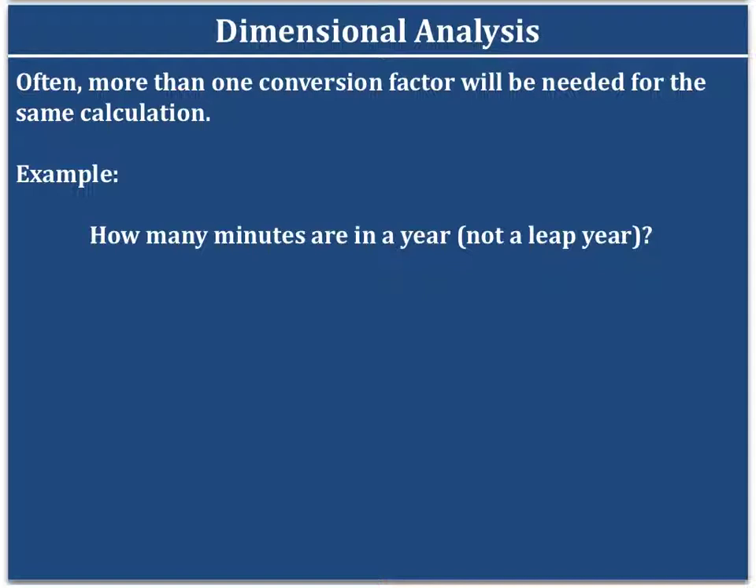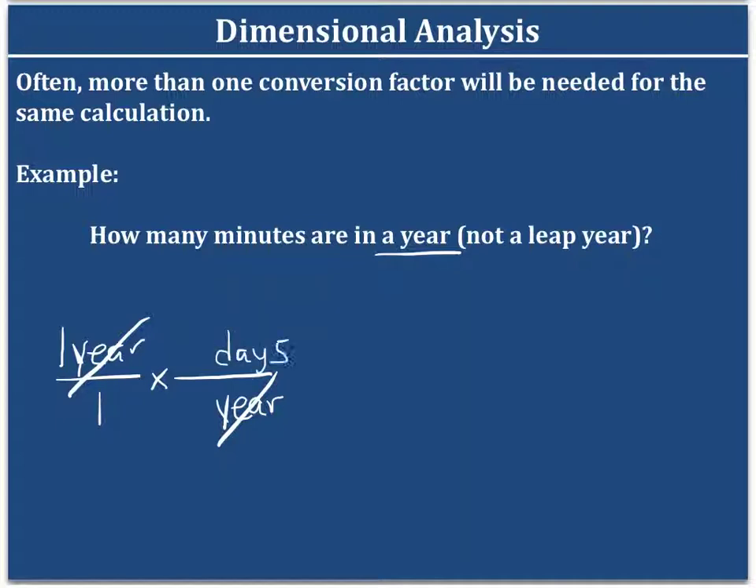All right, how many minutes are in a year? So we know we're dealing with 1 year, so we're going to write that down first. And again, we can write that as over 1. So we're going to write our fraction. We want to get rid of year. It's on the top, so we must have the unit of year on the bottom. So what conversion factor do we know that deals with years? Well, I know a conversion factor between days and years. There's 365 days in 1 year.